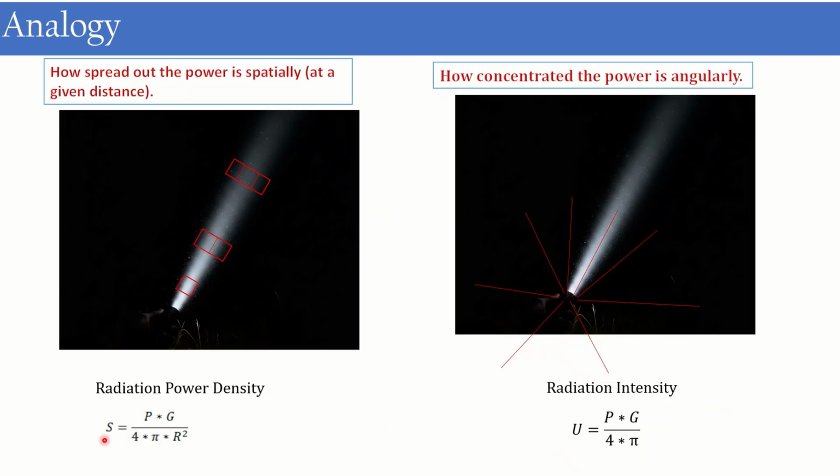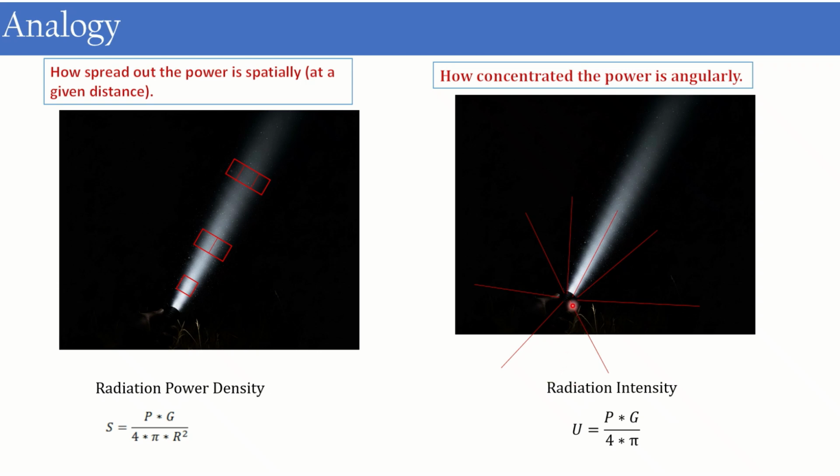To give a better understanding, I have considered an analogy using the light from a flashlight. Here you can see the spreading of the light from the flashlight, and you can see that as the distance increases, the area considered will be getting increased and the power is getting reduced. So the radiation power density gives an indication about the power distribution in a spatial coordinate. So how the power will be spread out, and it gives an idea about the coverage.